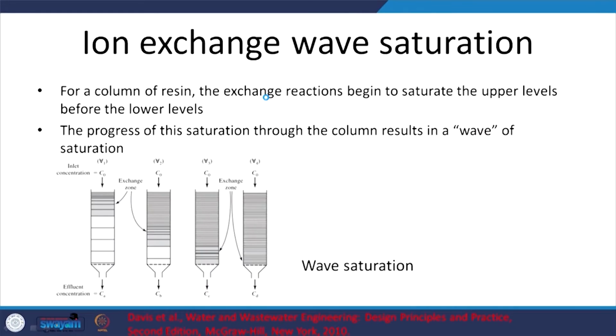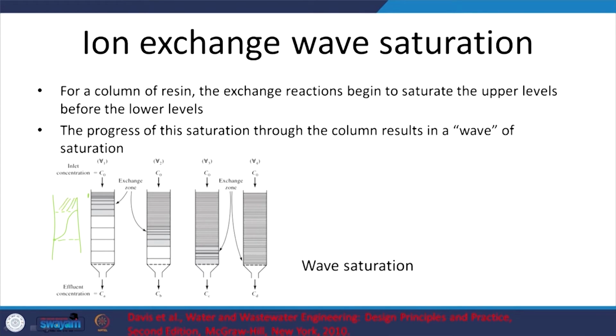So again, ion exchange wave saturation: we looked at this in the context of adsorption, so I will not go through it in detail, but let's summarize. For a column of resin, the exchange reactions begin to saturate the upper levels first, before the lower levels. We used the term mass transfer zone earlier. The progress of this saturation through the column results in a wave of saturation. For example, in the earlier context, we looked at a wave like this: this part has been saturated, this has not been saturated yet.